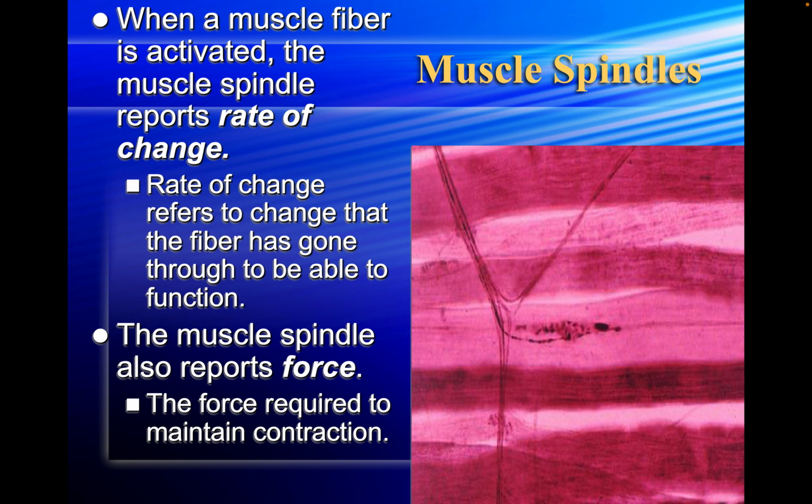When a muscle fiber is activated, the muscle spindle reports rate of change. Rate of change refers to change that the fiber has gone through to be able to function. The muscle spindle also reports force, the force required to maintain contraction.